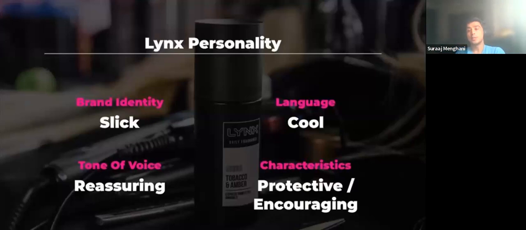So the person who said lover is nearly right. The brand is a little bit of jester and a little bit of lover, but it is closer to lover. So 100% I will give this to you. The answer is right. Now Axe or Lynx is a lover. Its characteristics are protective, encouraging. The brand identity is slick, the language is cool and the tone of voice is reassuring. This is very interesting, guys. This is a very, very interesting case study because the characteristics are protective slash encouraging.